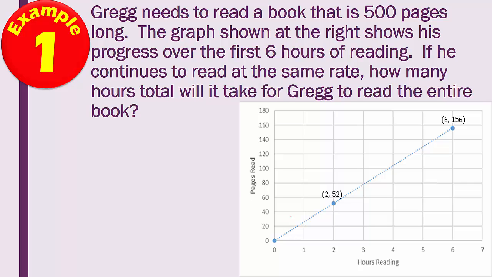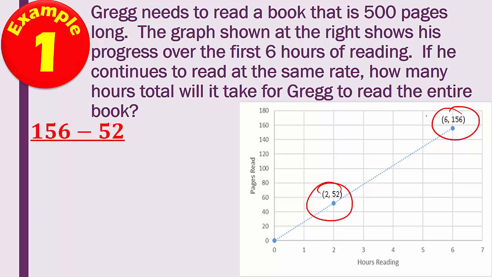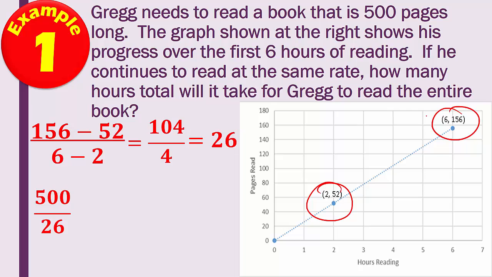So to do that, we have 2 points here that we're given. Okay, we've got (2, 52) and (6, 156). So we do 156 minus 52 over 6 minus 2, which gives us 104 over 4, which simplifies to 26. Now we're going to take that 26, because he's averaging 26 pages an hour. So at that rate, we want to take the 500 pages of the book divided by 26, which will give us an answer of 19.23 hours.